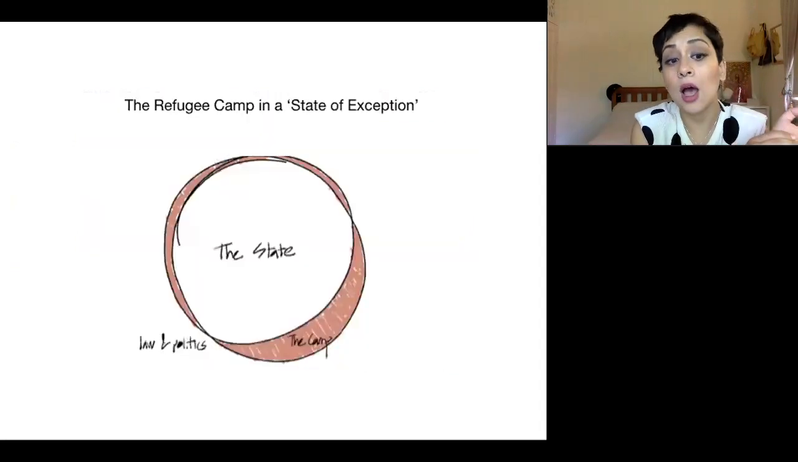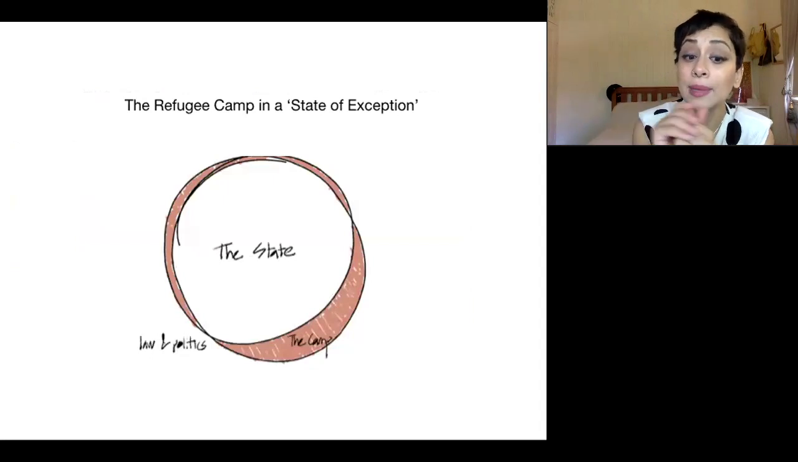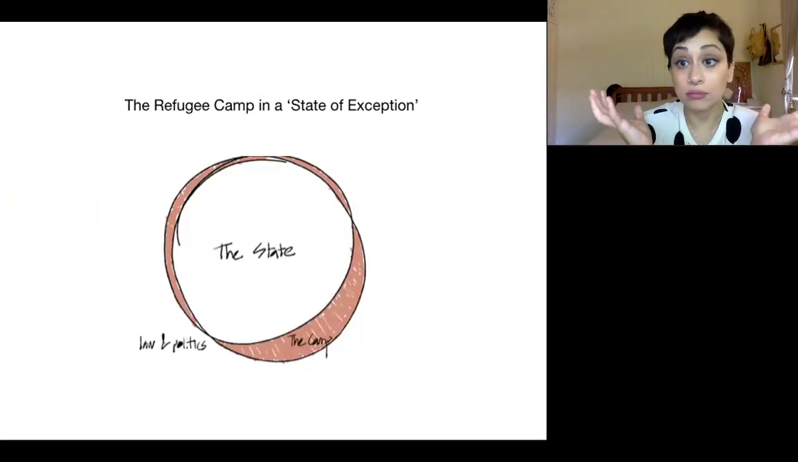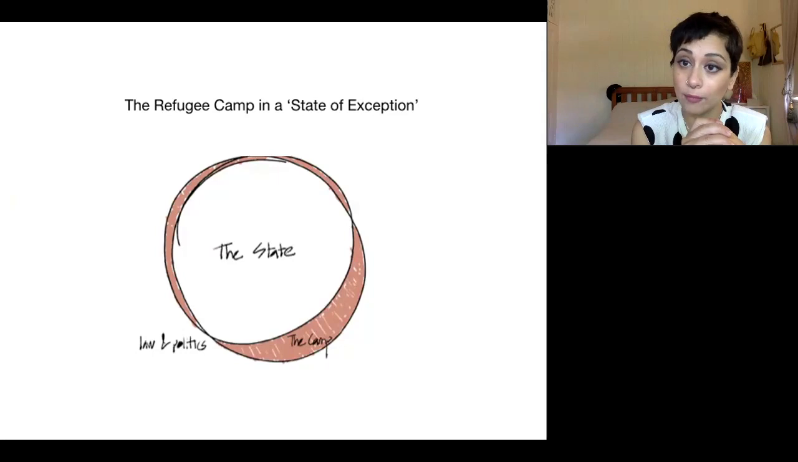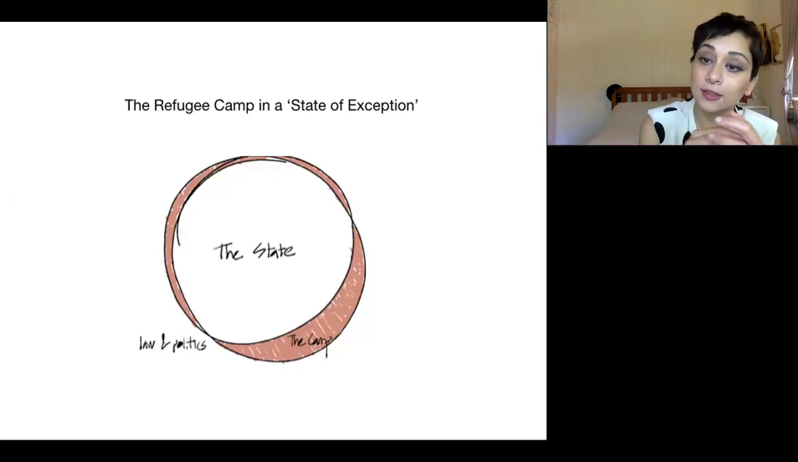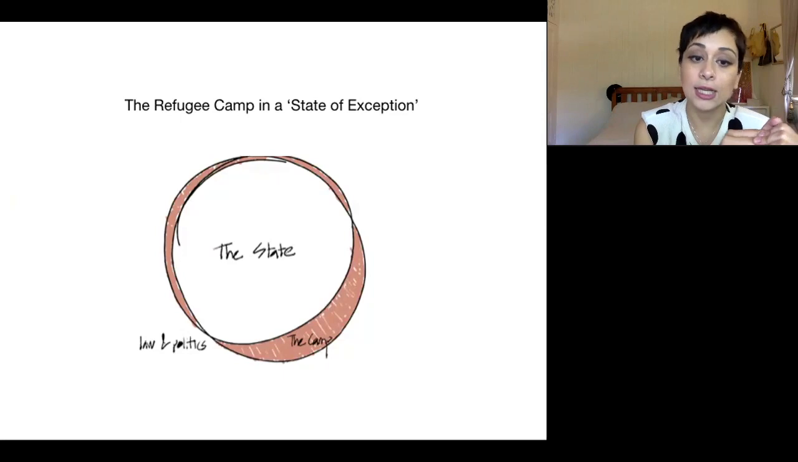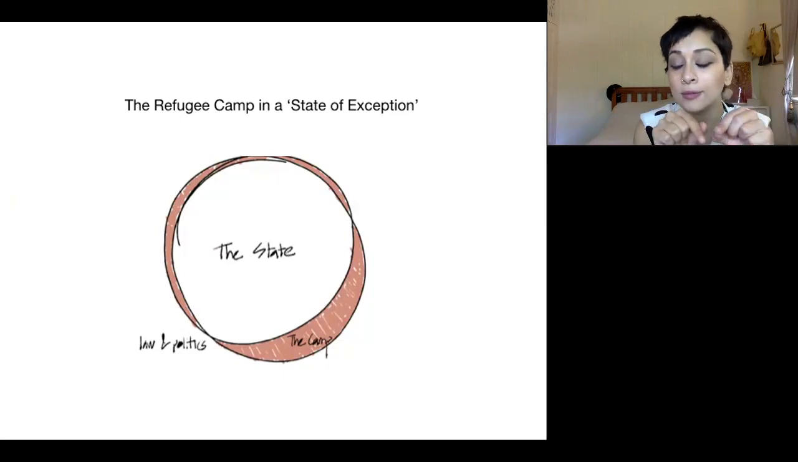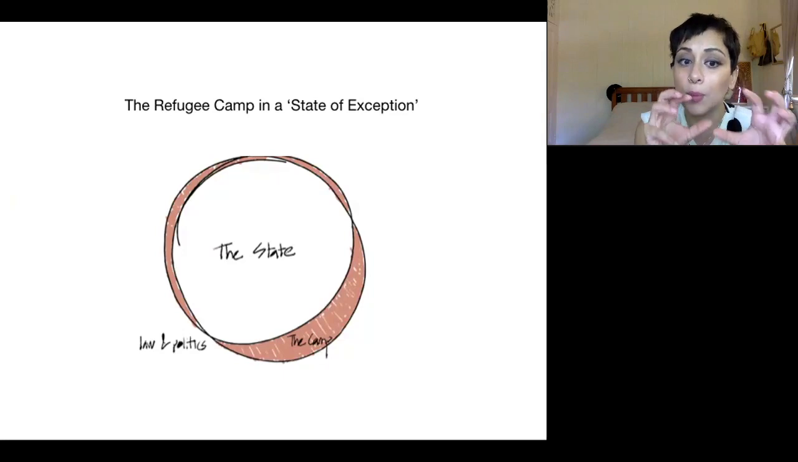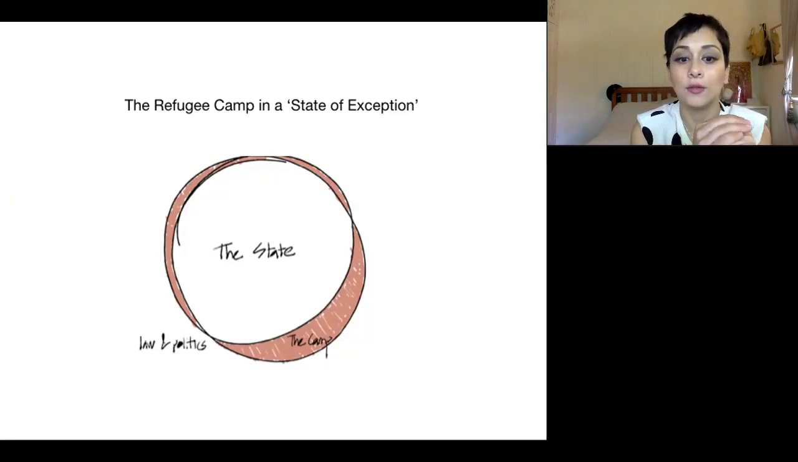Then comes Agamben, and he looked at the camp from a different perspective. He said the camp stays on the threshold of the state. It's not part of the state, of a government. It's on the thresholds of the politics and the law of the state's sovereignty. It's in a state of exception.